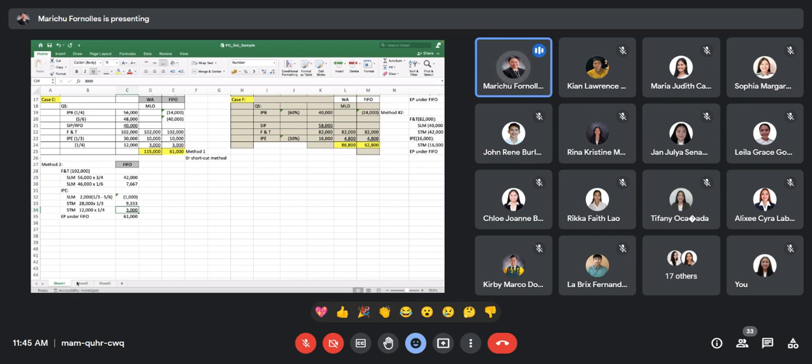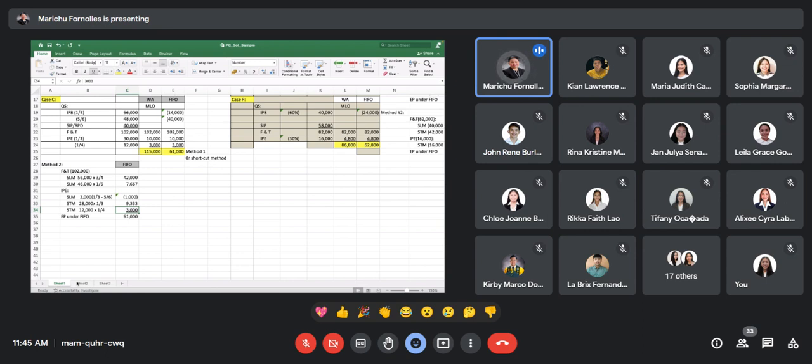So the material cost this month is 27,000. The labor cost this month is 17,360. And the overhead this month is 42,240. So using weighted average, compute the cost per equivalent unit produced. And letter B, using first in, first out, compute the cost per equivalent unit produced.